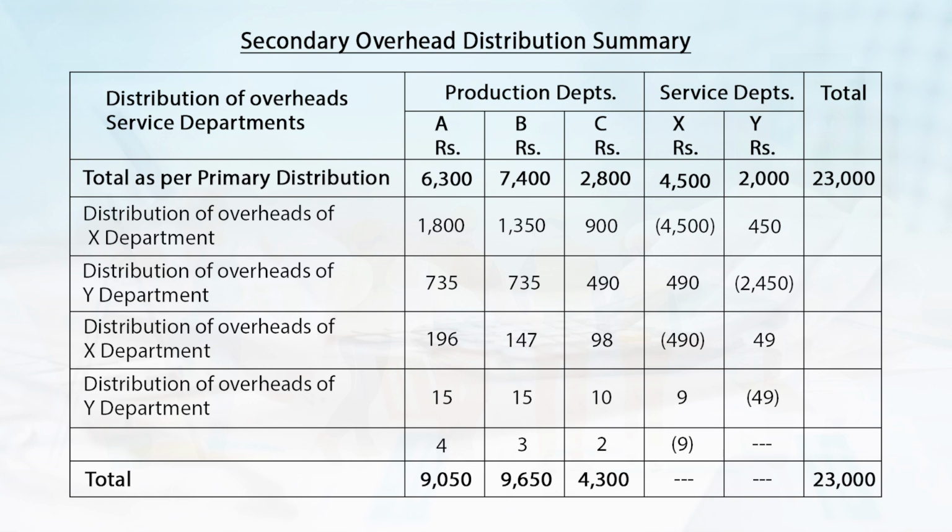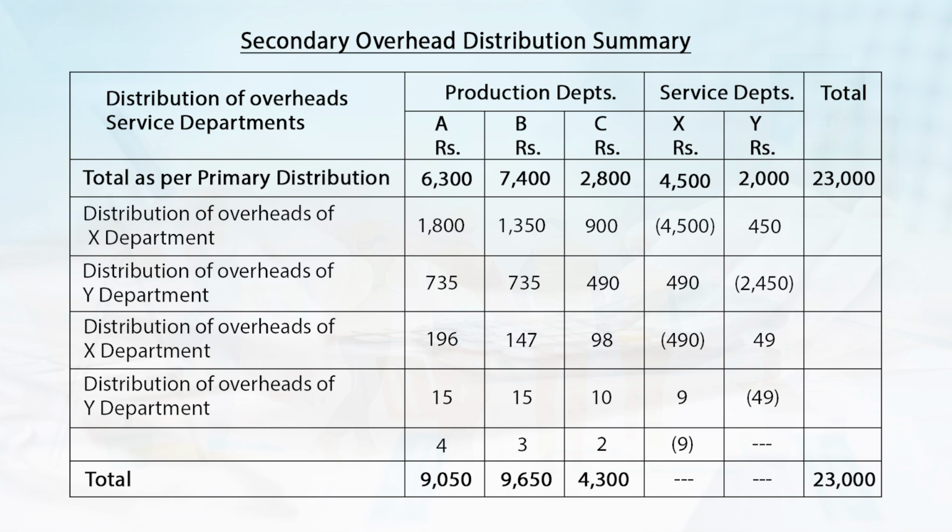Now, let's allocate overhead of service department X to other departments. So, distribution of overhead of X department to production department A rupees 196, for B rupees 147, for C rupees 98 and for service department Y 49, closing the account of service department X. Now, it again reopens the account of service department Y by rupees 49. Let's distribute this 49 to other departments.